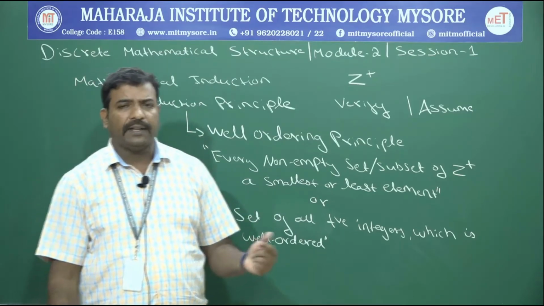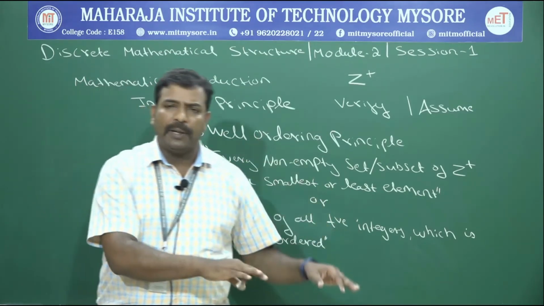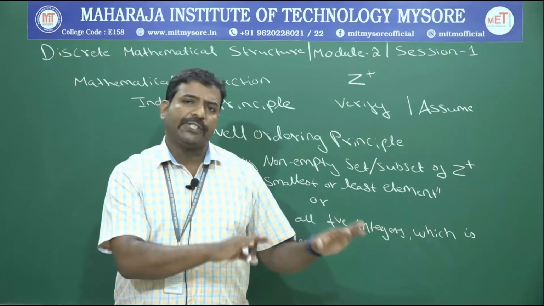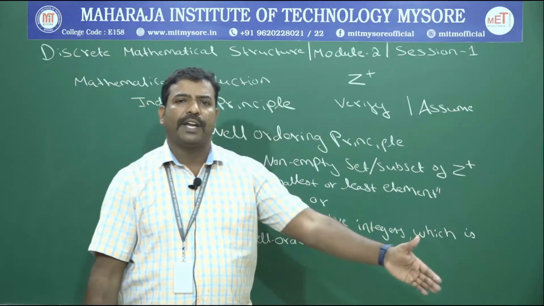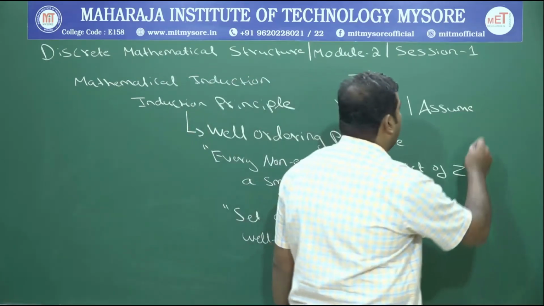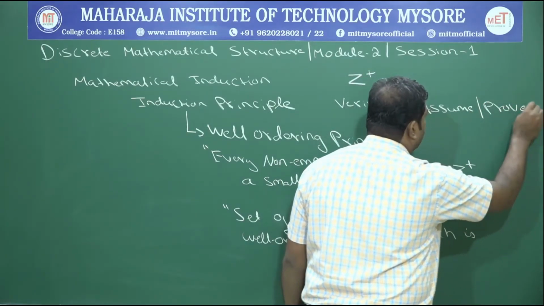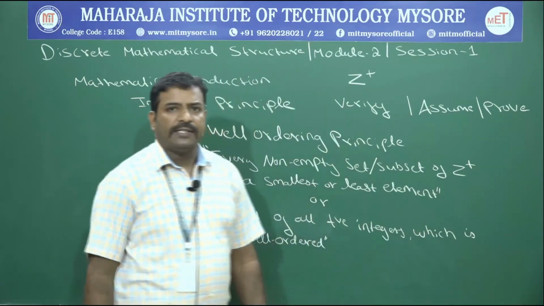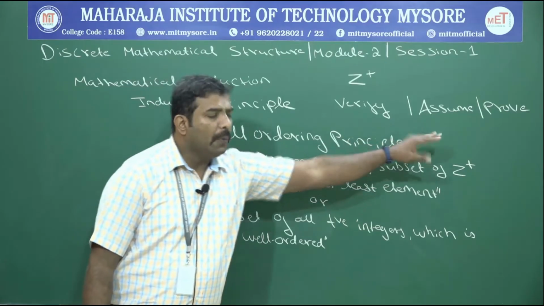Now the third step, with the assumption that the randomly picked biscuit is tasting good, I need to prove now that the next immediate biscuit is going to hold the statement it has been made for. Hence, I need to prove now. Hence, I am going to have verify, assume and prove.